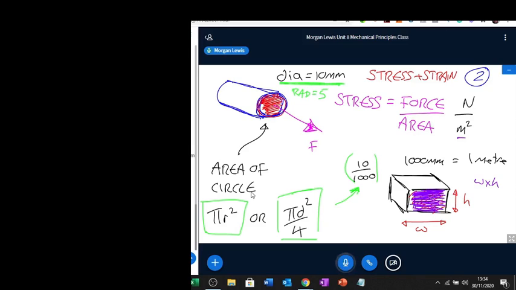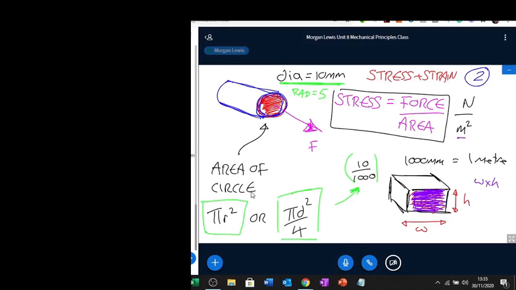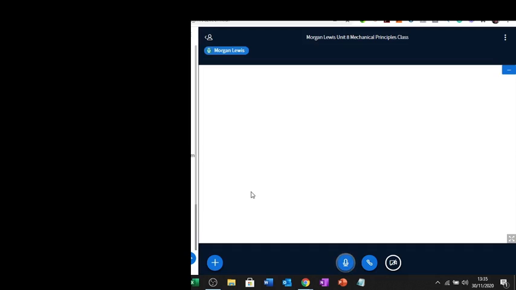That was stress. There's the formula: force over area. It's the same for shear stress, compressive stress or tensile stress. Same formula. Stress is force over area. Obviously, one's going one way and one's going the other. Now we can also work out the change in length, because we also looked at a thing called strain.